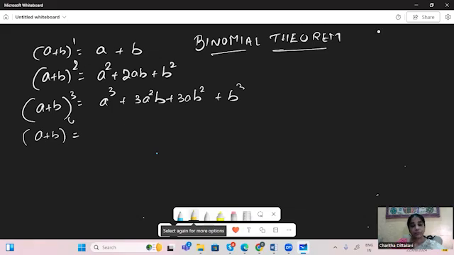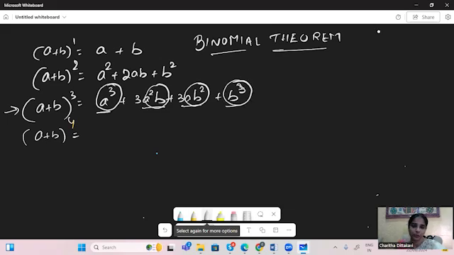Coming to (a plus b) whole to the power 1, we all know that is a plus b, isn't it? Now coming to (a plus b) whole square, that is a square plus 2ab plus b square. Now (a plus b) whole cube: a cube plus 3a square b plus 3ab square plus b cube, right? Now in the same way, can you guess what could be (a plus b) whole to the power 4? See, one thing we can guess. Observe the powers here: a cube, a square b, ab square, b cube.